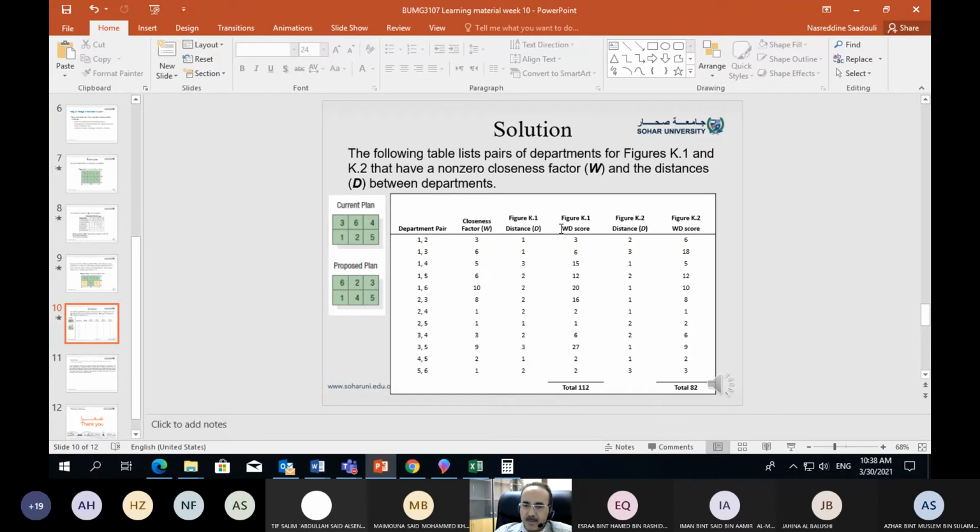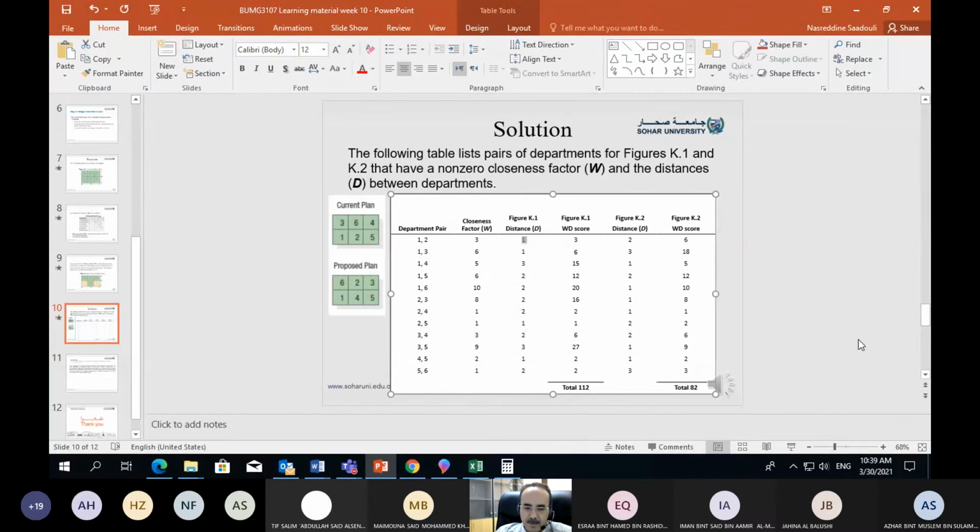Then we calculate the WD score, which is simply a multiplication. We multiply the closeness factor by the distance for each one of the plans. So in this case, this is 3 times 1, so 3. 6 times 1, 6. 5 times 3, 15. 6 times 2, 12. 10 times 2, 20, and so on. For the scores of the second or the proposed plan, the factor multiplied by the distance, so 3 times 2, 6. 6 times 3, 18. 5 times 1, 5. 6 times 2, 12, and so on.